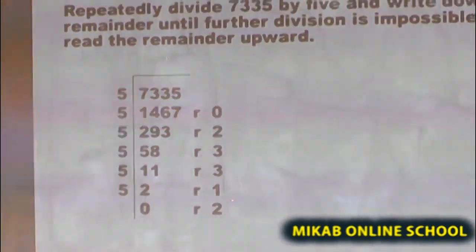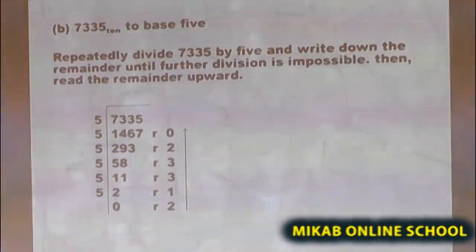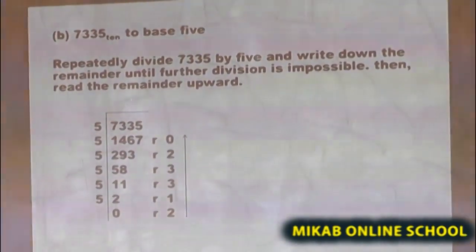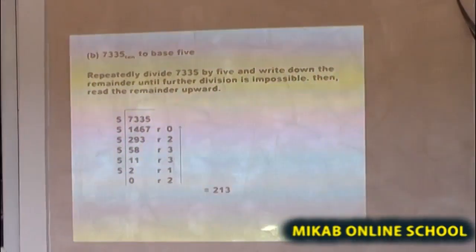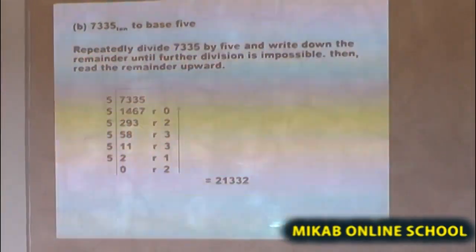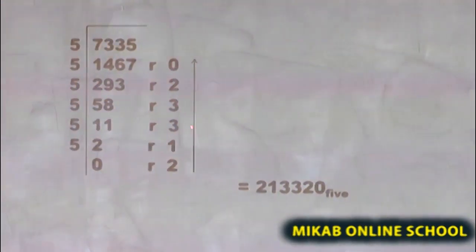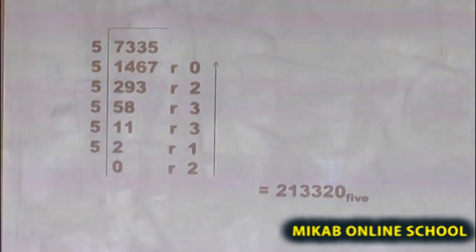Now, how do we arrive at our answer? We will not read from the top to the bottom, just like we used to climb the tree. I don't know if you've seen anybody climbing a tree. You start from the bottom, then you climb up. That's the same way we are going to read our answer, from the bottom up. So instead of having 023312, I am going to start from the bottom such that I will have 213320 to base 5.